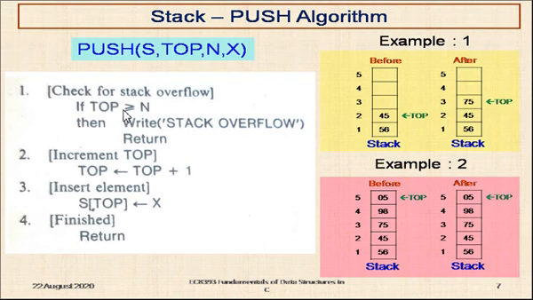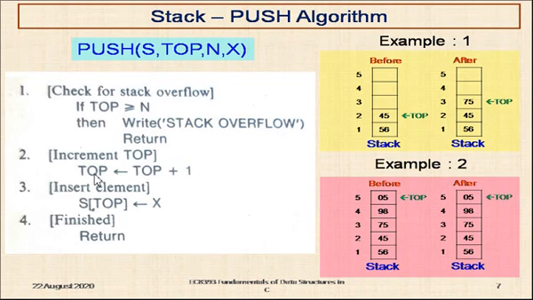So since the condition fails, it comes to the next step. Ultimately what we have to do? We have to move the pointer to the third location where the element x has to be inserted. That is our ultimate aim. That is what it is doing here.